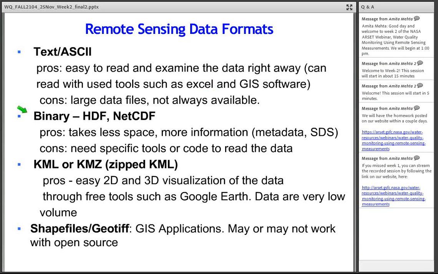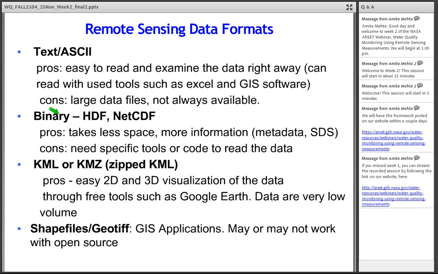The more common format, especially for global satellite data, is the binary file format. It's either HDF or NetCDF. These formats take less space and carry metadata. So attributes for all these data, how they're processed, what kind of resolution, can be embedded in the file. And they can be read on any machine. So these are some of the pros. Cons are that they need tools to read, so you need code to read these files.